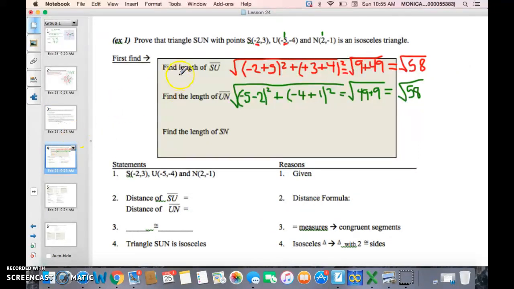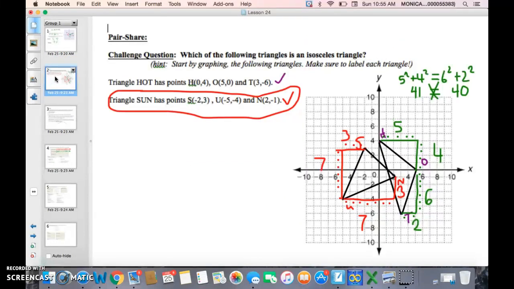So the first thing we want to do is kind of similar to what we did here that I skipped. So this right here is a challenge question, and we're asking ourselves which of the following triangles is an isosceles triangle. And again, you're going to start by graphing the following triangles. So I did that. Here is HOT, triangle HOT, and here's triangle SUN, triangle SUN. And then secondly, you're going to look at the distance between the lines.